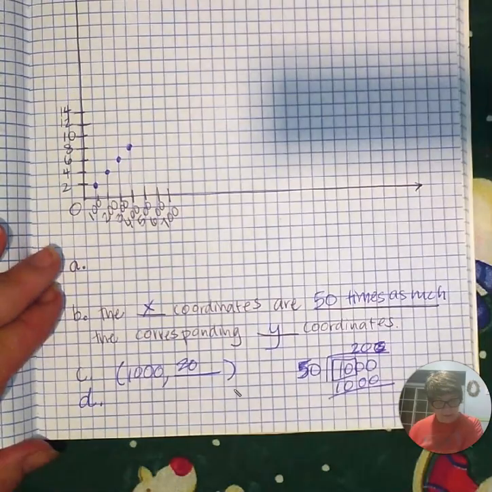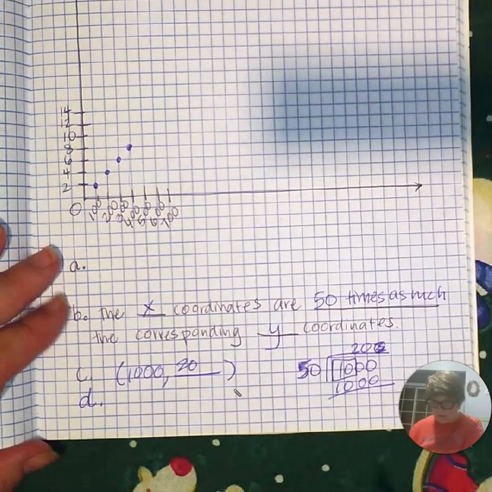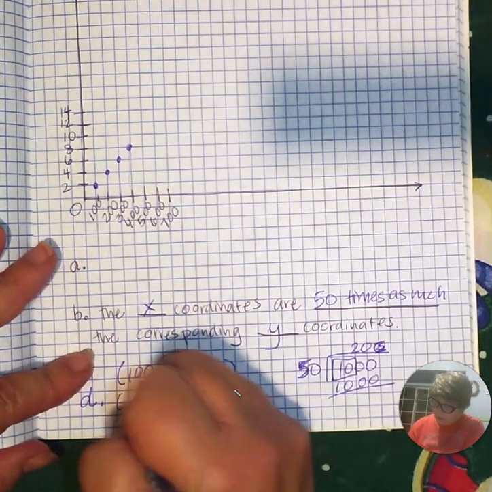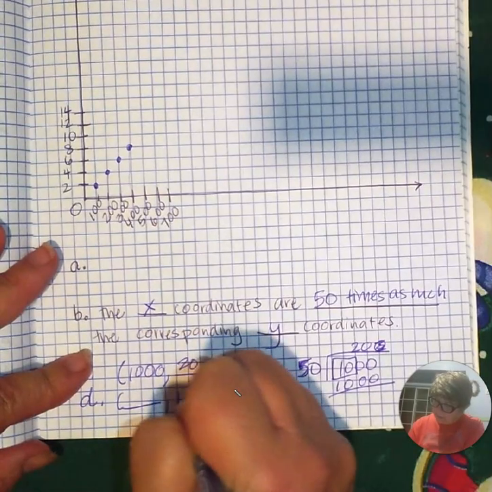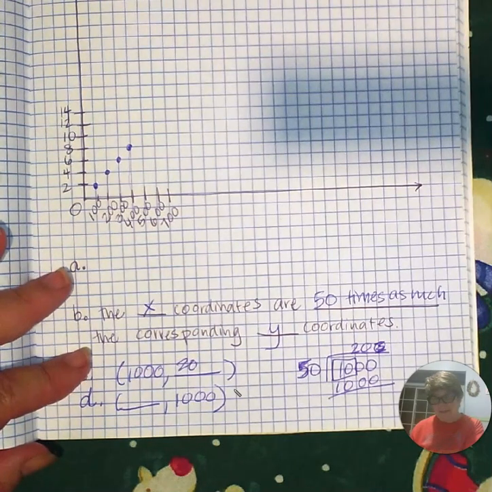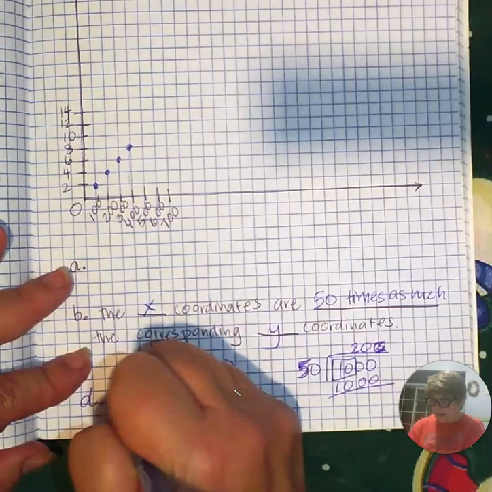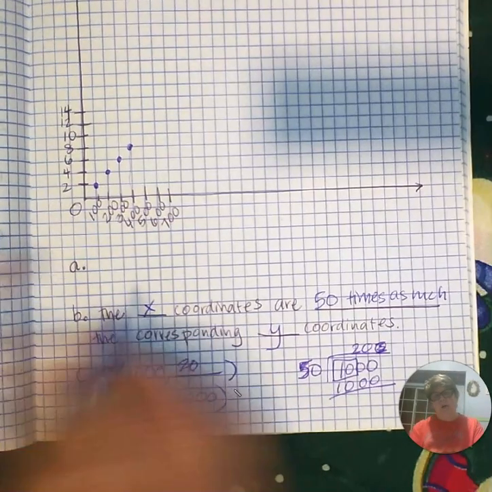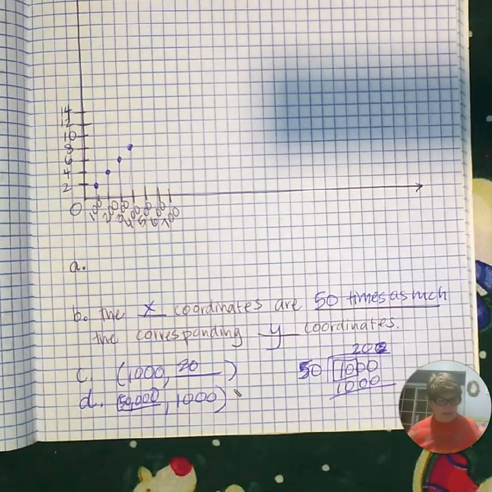What is the corresponding x coordinate when the y coordinate is 1,000? So now our y coordinate is 1,000. And it would be 1,000 times 50. 1,000 times 50 is 50,000.